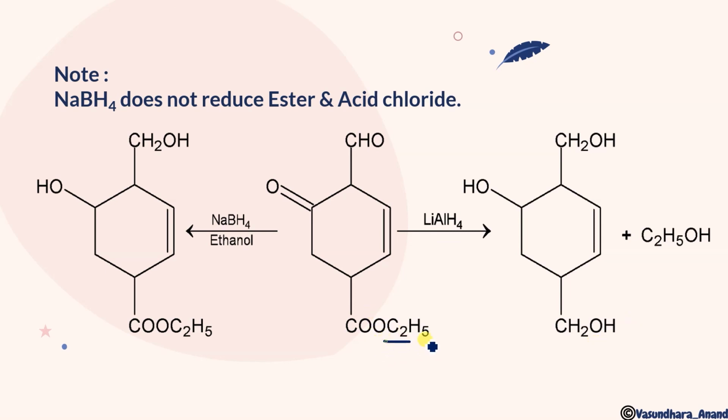Along with this, this will give another alcohol, and CH2 will convert into this. In the case of sodium borohydride, if we do it, the ester will not reduce, it will remain like this. The double bond will not be reduced, it will remain like this. Only this aldehyde and ketone, the primary and secondary carbonyl groups, will be reduced to primary and secondary alcohol respectively.